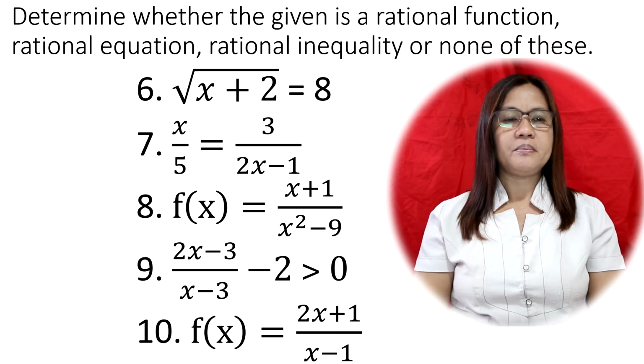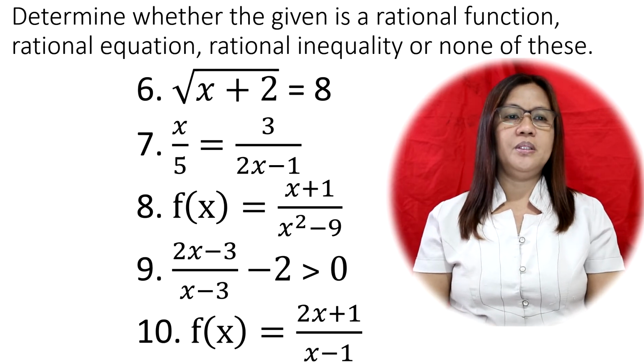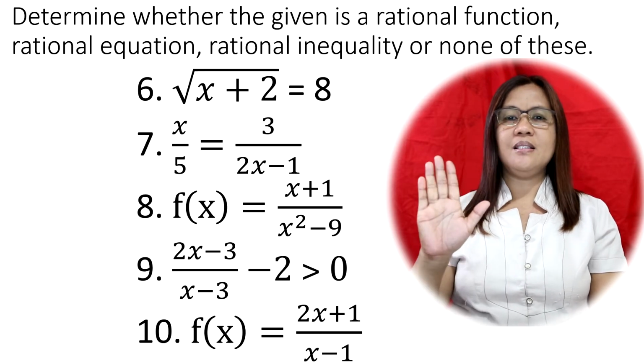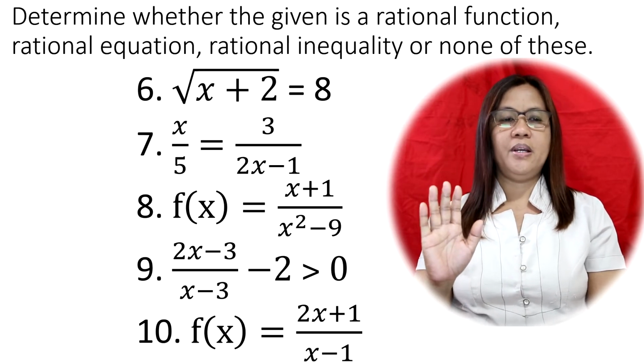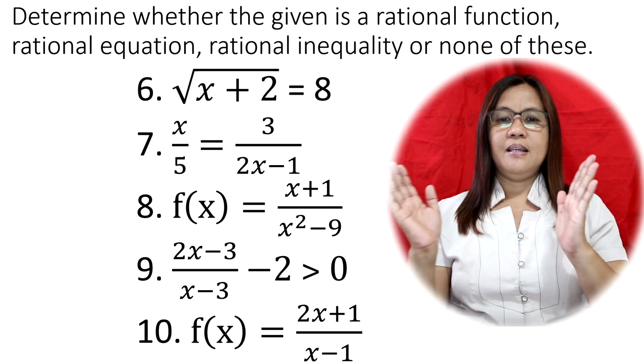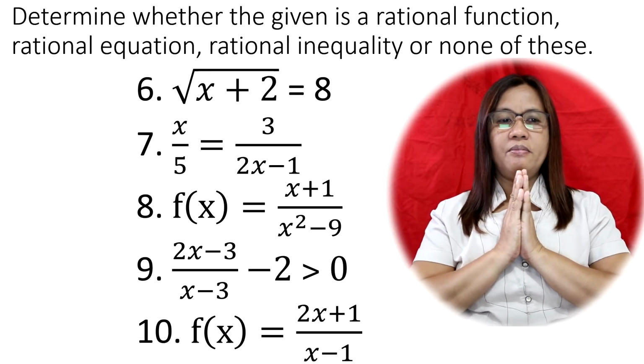Number 7. x/5 = 3/(2x − 1). Correct, it's a rational equation. Number 8. f(x) = (x + 1)/(x² − 9). That's it, it's a rational function.